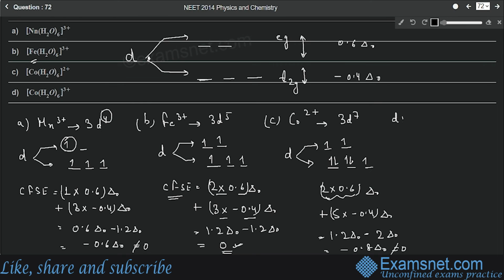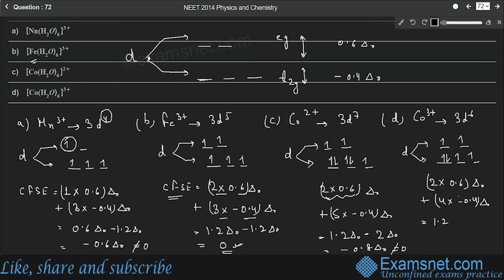And in the last option we have cobalt 3 plus ion. So the electronic configuration for this is 3d6. So this time we have to fill 6 electrons. Okay. So let's start filling 1, 2, 3, 4, 5 and then 6. Okay. So 2 electrons in the higher level. So 2 into 0.6 delta naught plus 4 electrons in the lower level. So 4 into minus 0.4 delta naught.